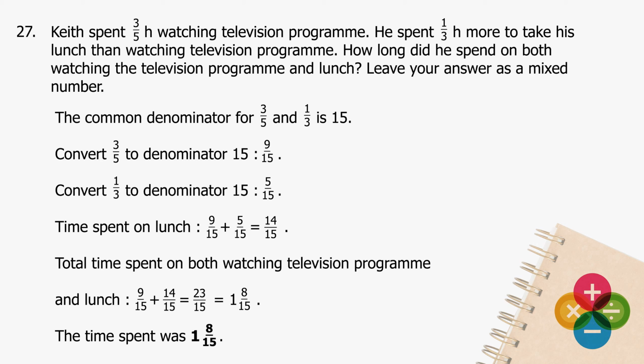The amount of time spent on lunch will be: add 9 over 15 to 5 over 15, and the sum is 14 over 15. The total time spent on both watching the television program and lunch will be: add 9 over 15 to 14 over 15, and the sum is 23 over 15. Convert 23 over 15 to a mixed number will be 1 and 8 over 15. The time spent was 1 and 8 over 15.